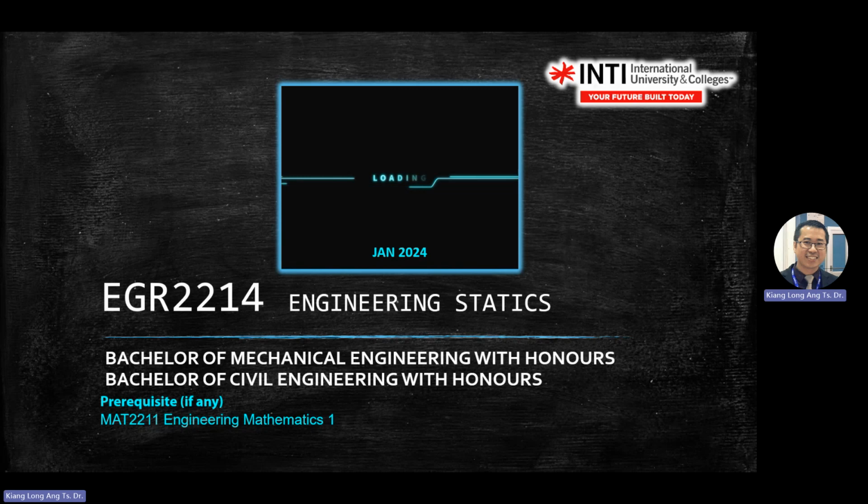So we are now in EGR 3214, engineering statistics. Make sure you already passed this module, Mathematics 1, engineering mathematics. This module requires you to do simple differentiation. You know what is differentiation? You need to know how to do simple differentiation and also integration.